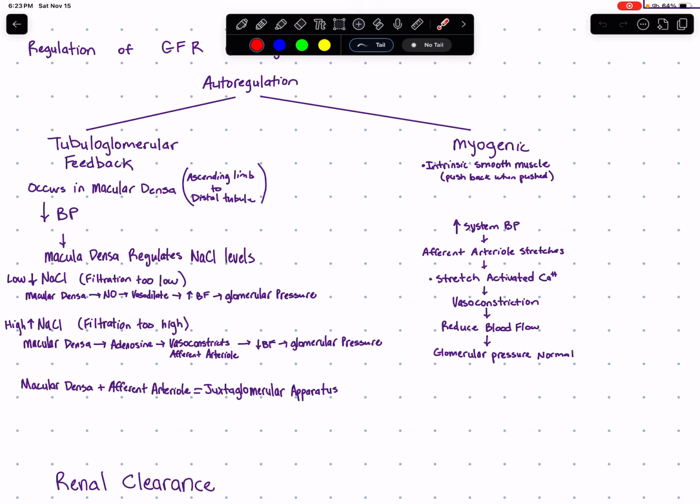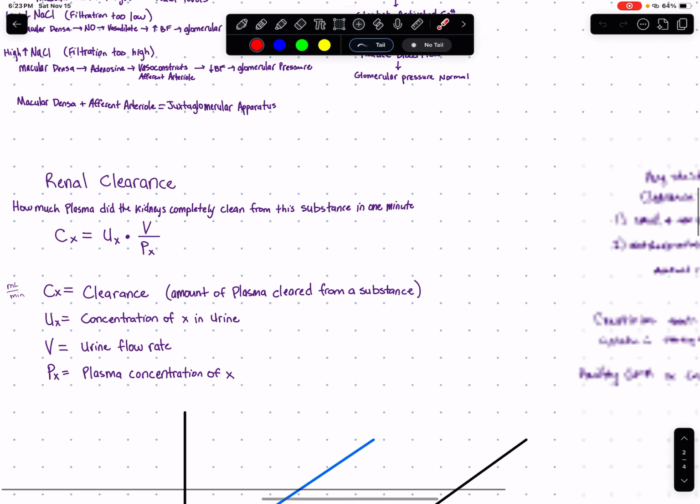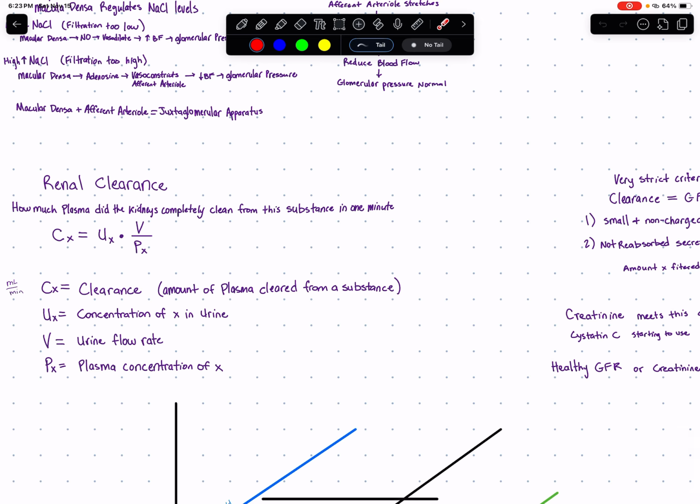Now, myogenic autoregulation, that's your intrinsic smooth muscle. So higher blood pressure activates stretch-activated calcium channels, which vasoconstrict and reduce blood flow, and glomerular pressure goes back to normal. So, yeah, that is some of the kidney.